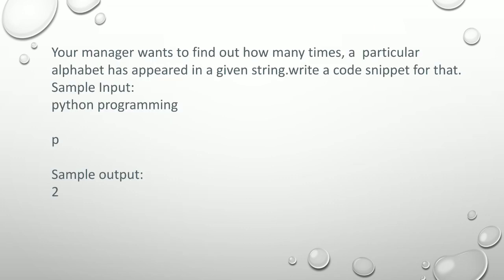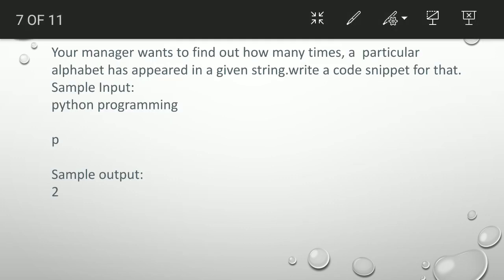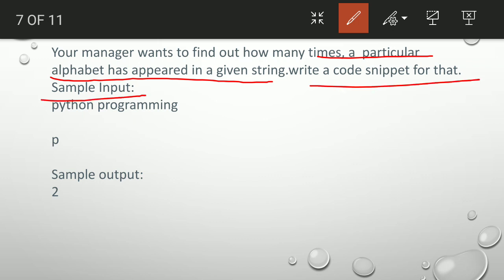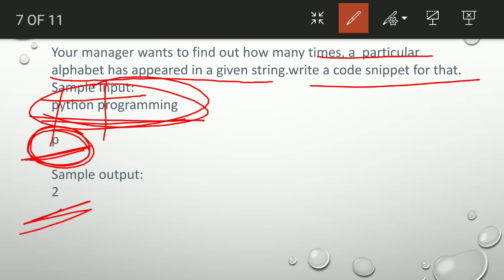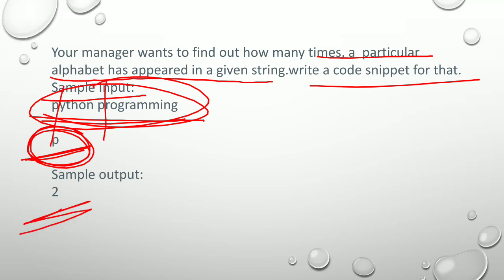Okay, next question. It's a very easy question. Your manager wants to find out how many times a particular alphabet has appeared in a given string. So you have a given string. So we want to find out the particular alphabet in a given string. So write a code snippet. The sample input is, if this string is given, Python programming, and your manager wants how many times this P has occurred in this particular string. So there are 2 times, one is here and one is here. So that only we need to print.